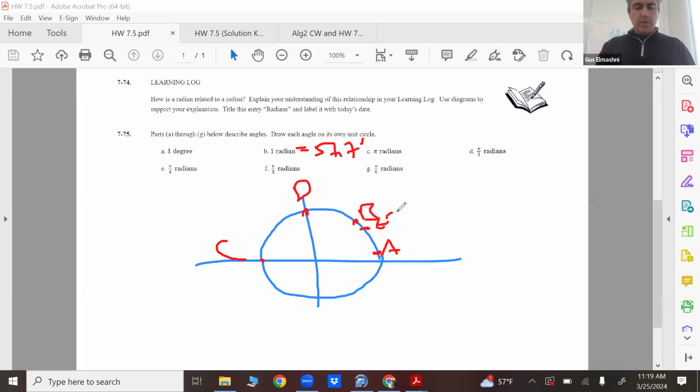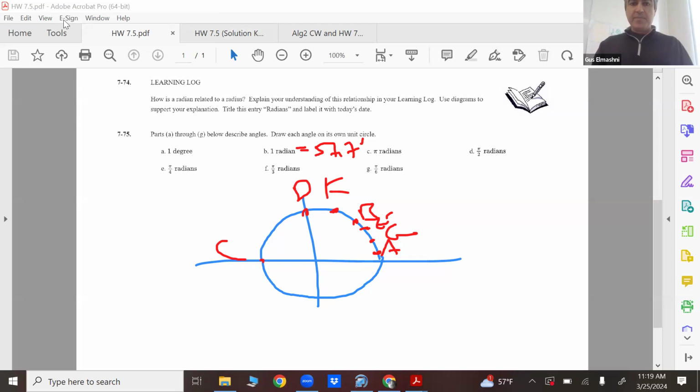Halfway between A and D, or 0 and D. Pi over 3 is 60 degrees, probably over here. And then G would probably be over here. That's how I do that. And that's it. That's the homework. Pretty simple, right?